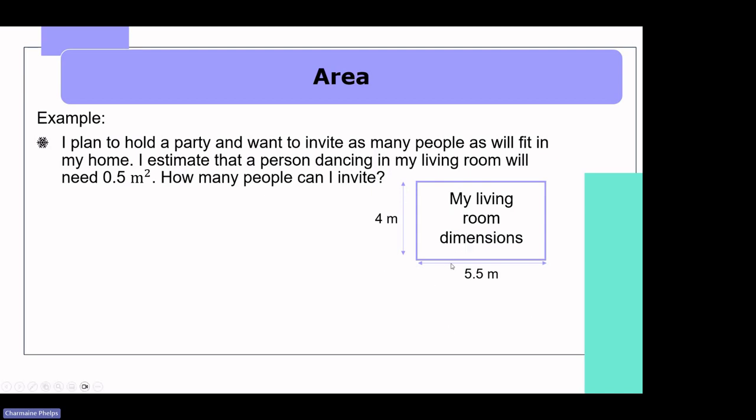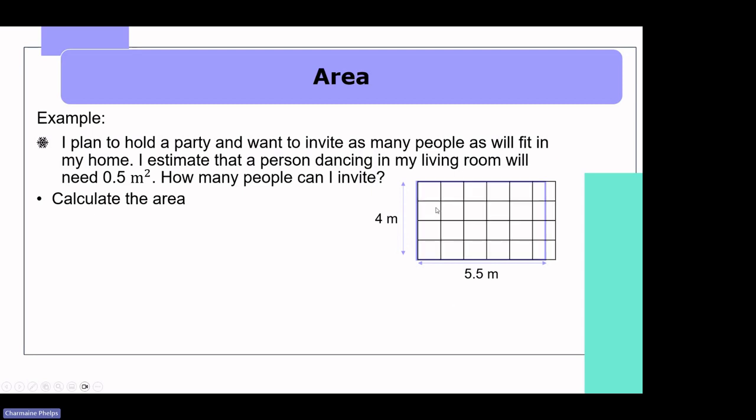So here's my living room dimensions. Area for rectangles, quite straightforward. It's given by the formula length times width. So 4 times 5.5. Calculate the area. This can help, all right? Putting a squared grid on top. The area is the bit in the middle. Lots of learners get area and perimeter confused. So calculating the area, 4 times 5.5 is 22 meters squared, okay?